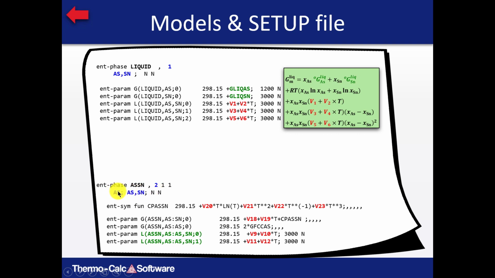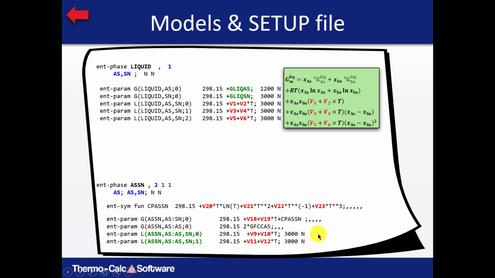The first one is occupied by only arsenic atoms, but on the second one, both arsenic and tin can mix. As you saw before, for this phase there is heat capacity data. Thus, coefficients V20 to V23 are fitted to the heat capacity data. V18 and V19 are related to the enthalpy of formation of arsenic tin and its melting point. V9 to V12 are added to reproduce the solubility of arsenic on the second sublattice.